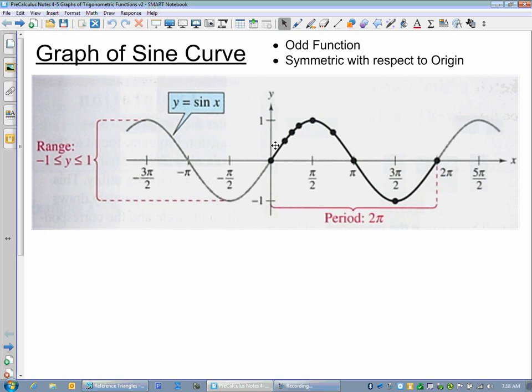Now, some other properties to realize is that the sine curve is an odd function. That doesn't mean it's weird. That means that it has symmetry with respect to the origin. And there are two ways you can look at symmetry with respect to the origin.